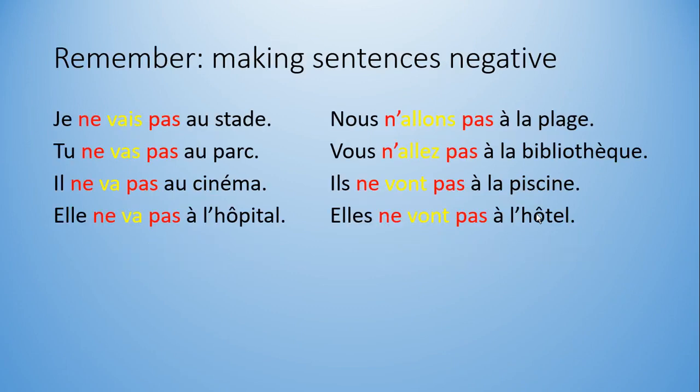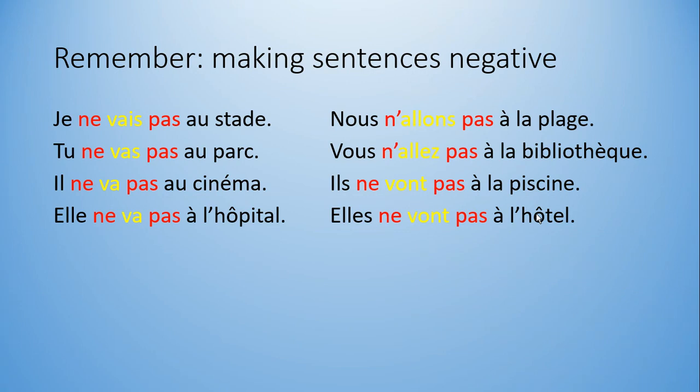Okay, let's keep going. Now, remember, when we make sentences negative, you are going to have the ne pas, okay? So, je ne vais pas au stade. Tu ne vas pas au parc. Il ne va pas au cinéma. Elle ne va pas à l'hôpital. Nous n'allons pas à la plage. Nous n'allons pas à la bibliothèque. Ils ne vont pas à la piscine. Elles ne vont pas à l'hôtel.